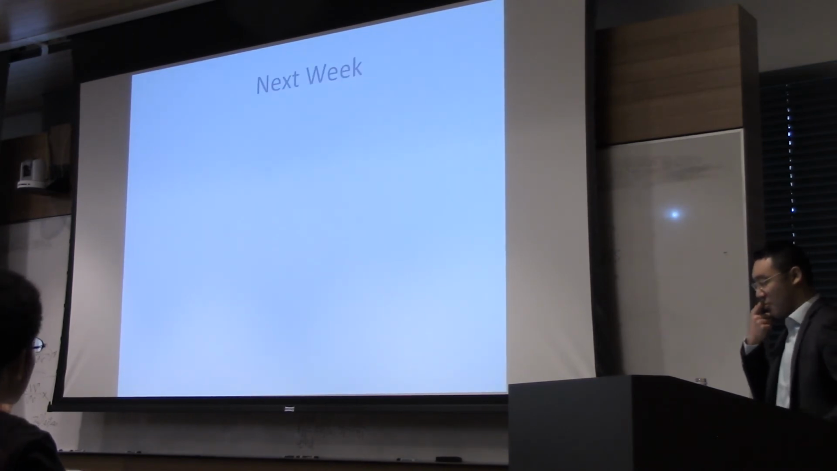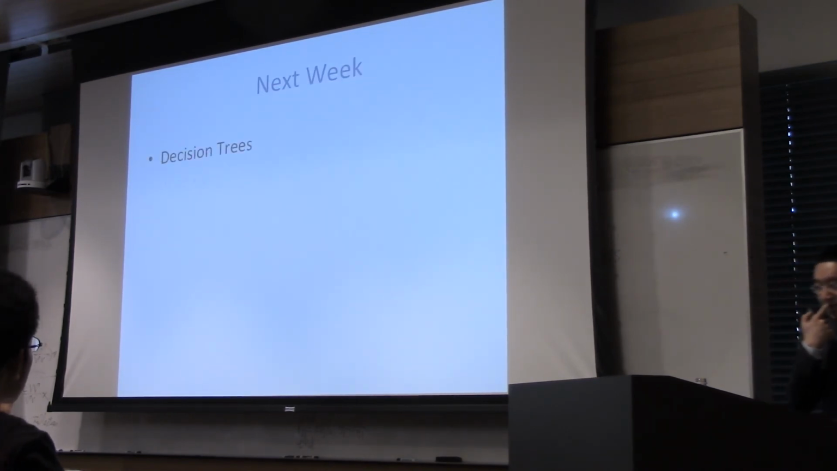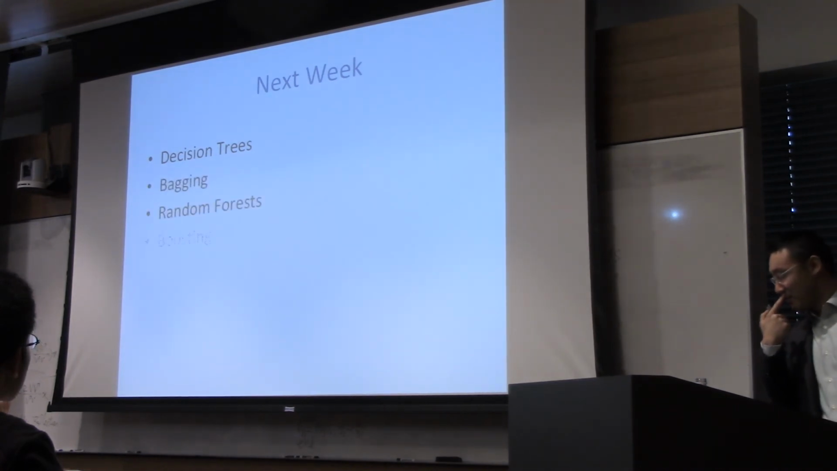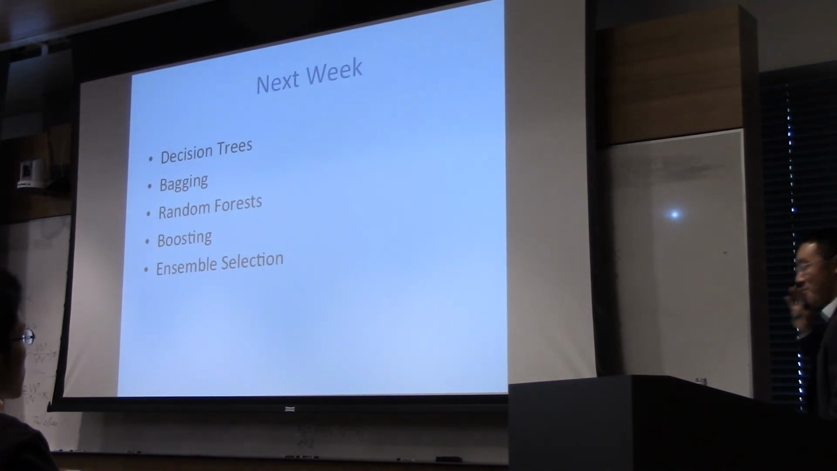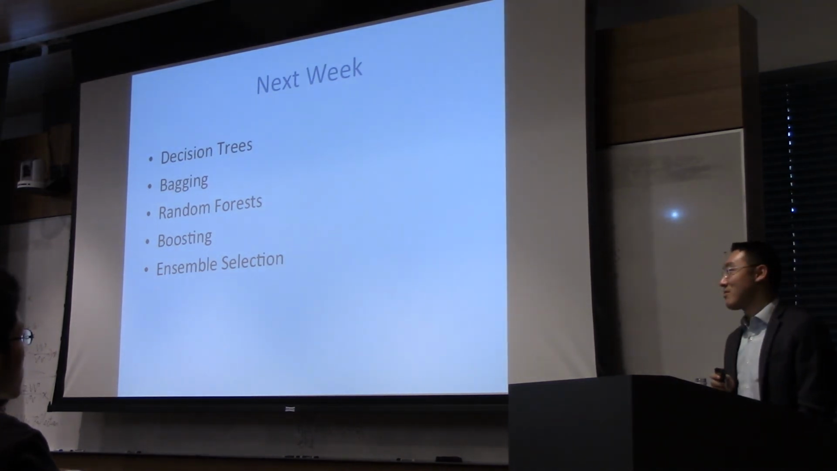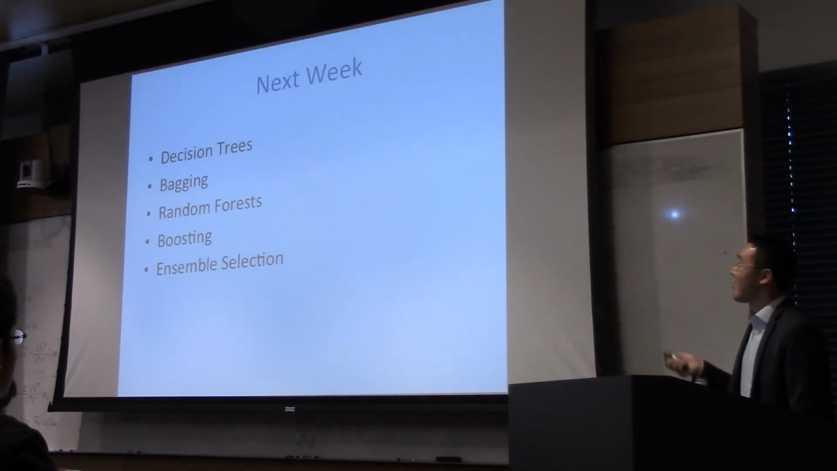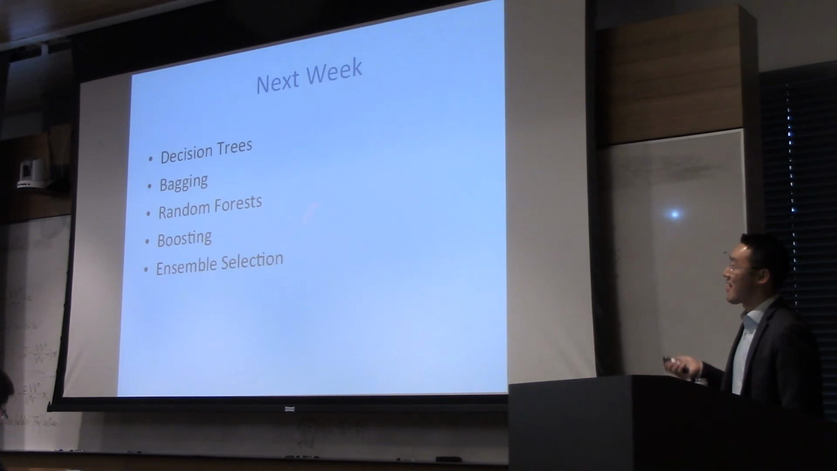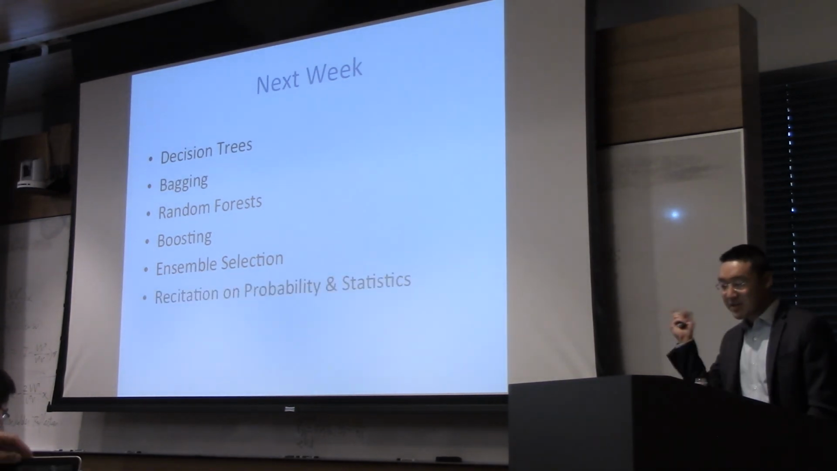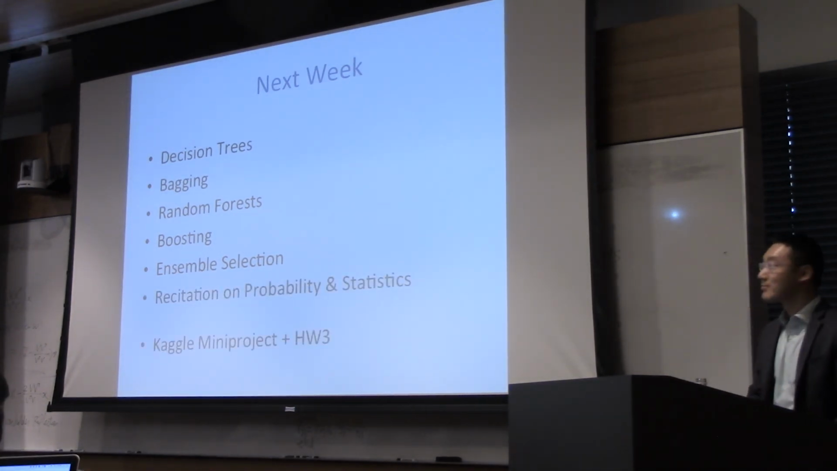Okay, so next week we'll be covering decision trees, bagging, random forests, boosting, and ensemble methods. These are all methods that are mostly inspired by decision trees, which is a dramatic departure from linear model classes. They will be very useful, by the way, for the Kaggle Mini project because they give you very accurate predictors. And there will be a recitation on probability and statistics. Okay, that's it.